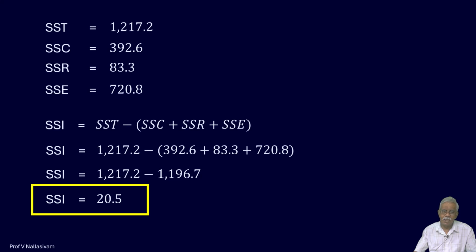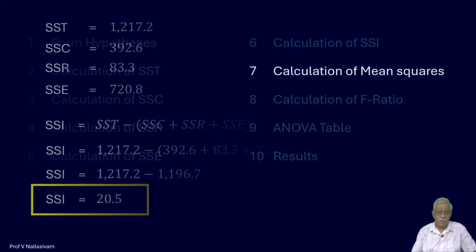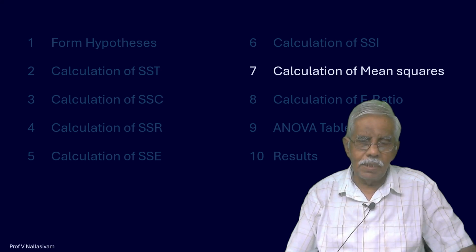Now it is time to calculate the corresponding mean square variation values. For this, we need the corresponding degrees of freedom for the values SSC, SSR, SSI, SSE and SST. We shall find them one by one. Good. To find the mean squares of SSC, SSR, SSI and SSE by dividing with the respective degrees of freedom, we shall start with the estimation of their respective degrees of freedom.